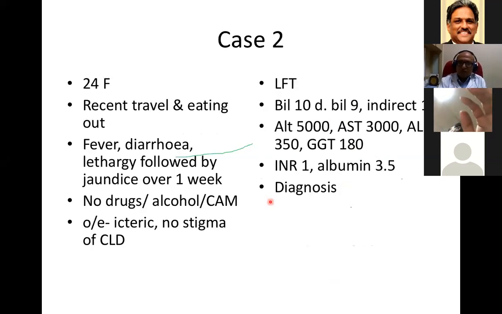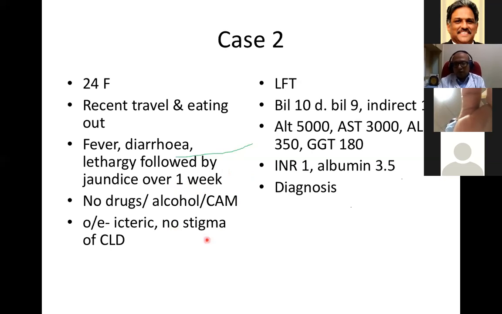So the next case here is a 24-year-old lady who had recently traveled and was eating out in a few hotels and developed a fever approximately a week after returning back. She also had diarrhea for a couple of days and then gradually felt very lethargic and then anorexic, and then she noticed that she was having jaundice. The whole process took about a week.